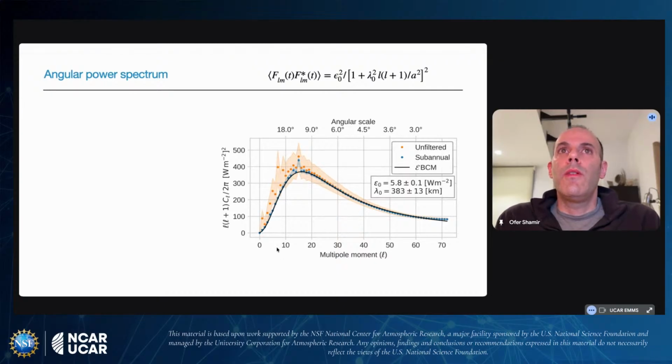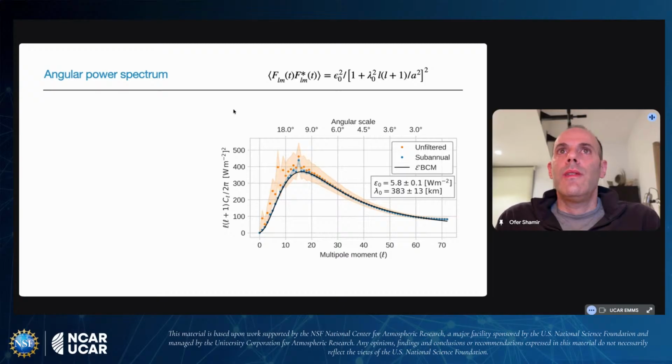And the thing to note about this figure is that the scaling here on the ordinate of L plus 1 is intended to make the figure show the power per scale. So you can really say that there is more power in those values of L than here and here.